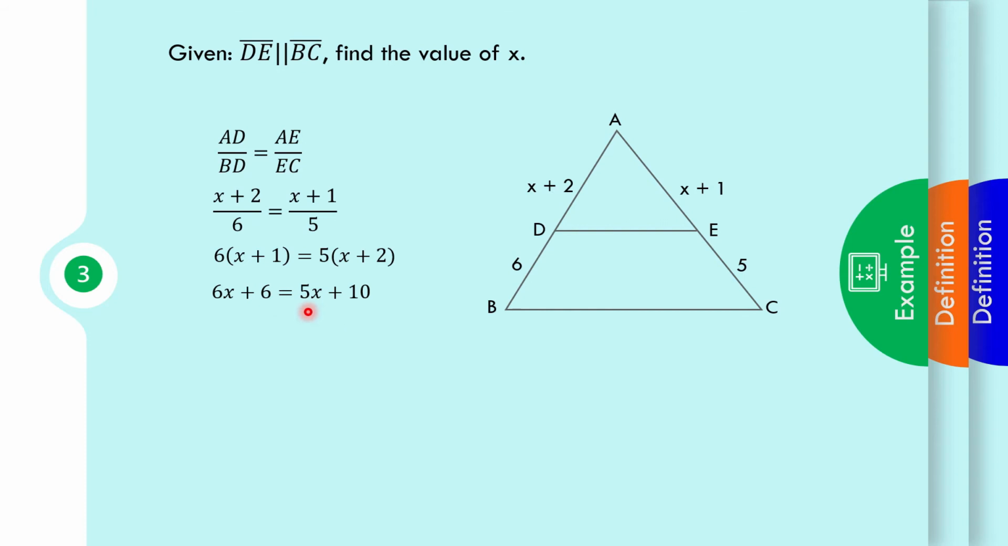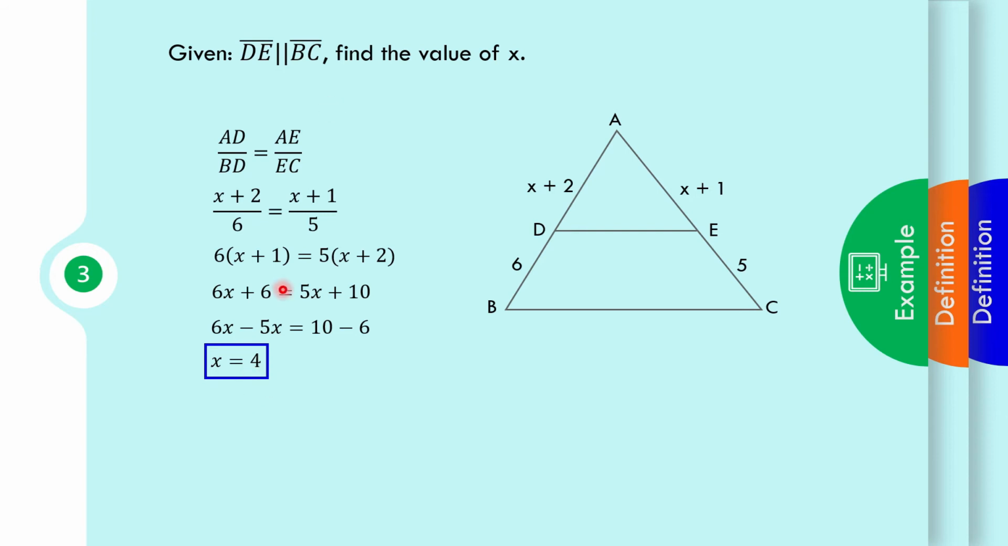Using the addition property of equality, by adding negative 5x to both sides and negative 6 to both sides, or simply transposing 5x to the left side of our equation and 6 to the right side, we will have 6x minus 5x is equal to 10 minus 6. Evaluating this, we will obtain x is equal to 4. Therefore, the value of x is equal to 4.